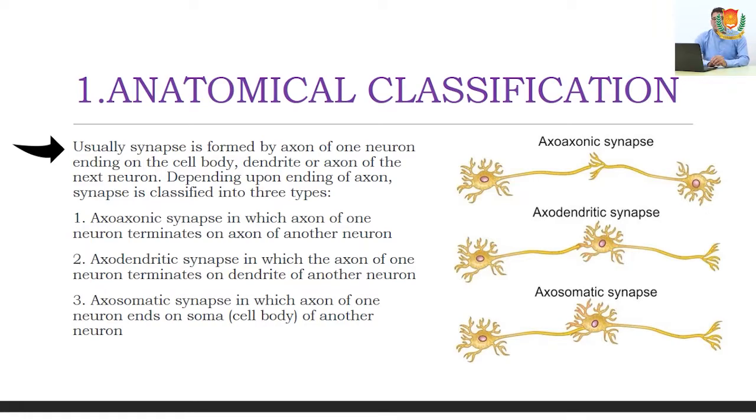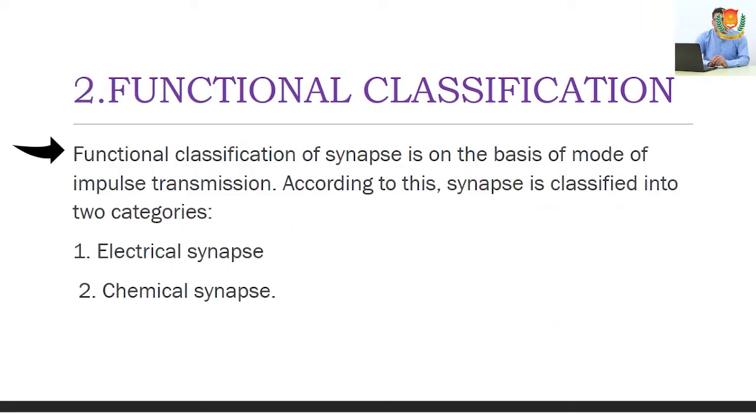Now we talk about the functional classification. Functional classification of the synapses is on the basis of mode of impulse transmission. According to this, synapses are classified again into two categories. First, electrical synapses and second one is chemical synapses.